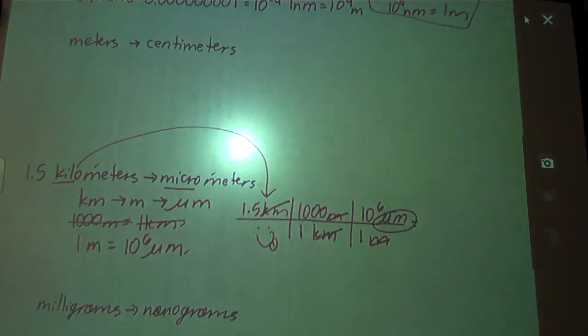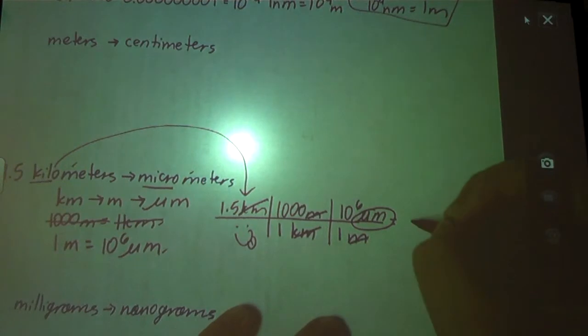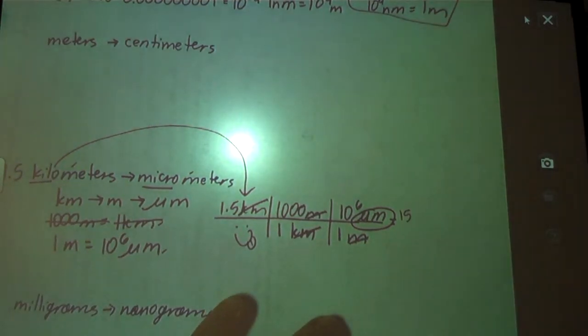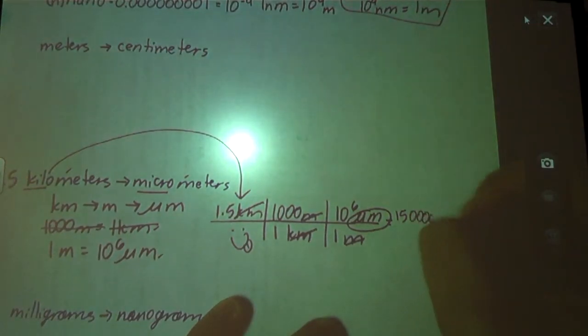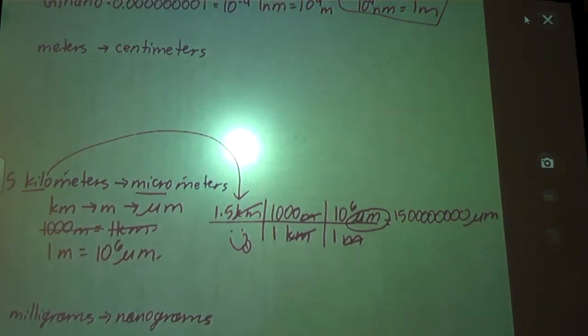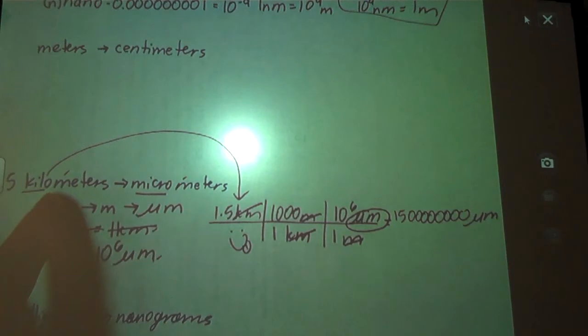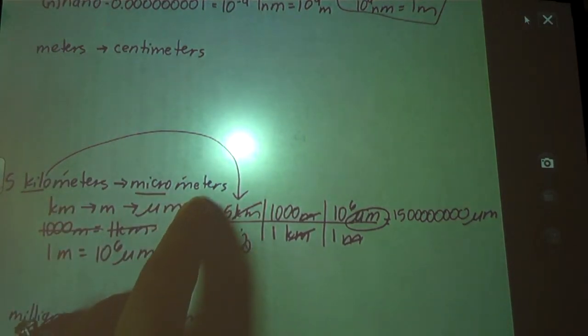So we multiply all the way across the top. 1.5 times 1,000 times 10 to the 6th gives me a lot of zeros. 1, 2, 3, 4, 5, 6, 7, 8 zeros. Now that should make sense because a micrometer is a smaller piece than a kilometer. This is a big unit. This is a little bitty unit. Just like $20 in pennies, it's a lot more pennies than it is in dollar bills.